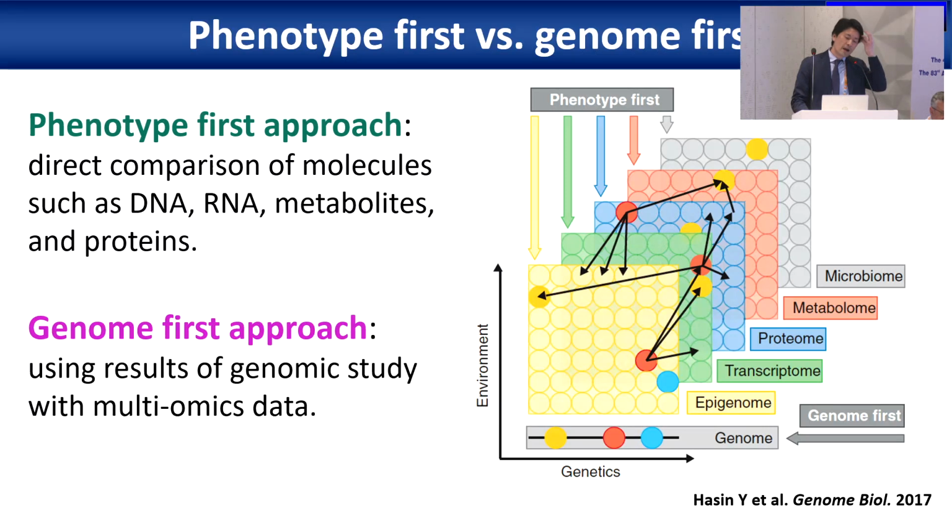Multi-omics analysis can be generally classified into two types: a phenotype-first approach and a genome-first approach. In the phenotype-first approach, we compare molecules such as DNA, RNA, metabolites, and proteins between individuals with and without disease, and we can identify differentially expressed genes or proteins. In contrast, in the genome-first approach, we generally utilize the GWAS results of genomic analysis and integrate them with other omics data to interpret biological findings.